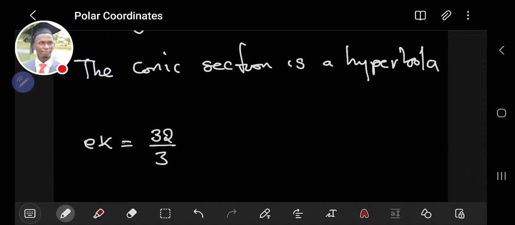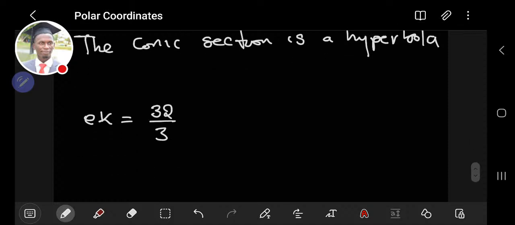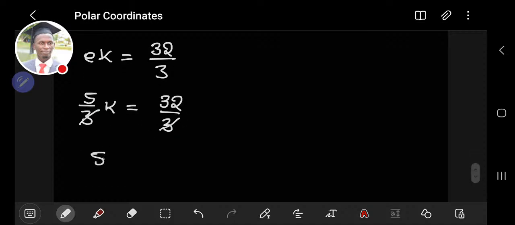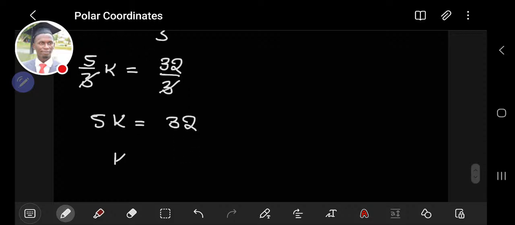But we have just found what E is. E is 5 over 3. So you have 5 over 3 K equal to 32 over 3. At this point, the 3 and the 3 in the denominator can cancel out, so you remain with 5K equal to 32, so that in the end, K is just equal to 32 over 5. So this is what our K is.